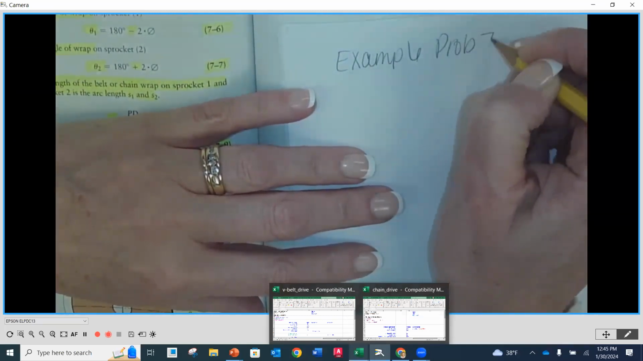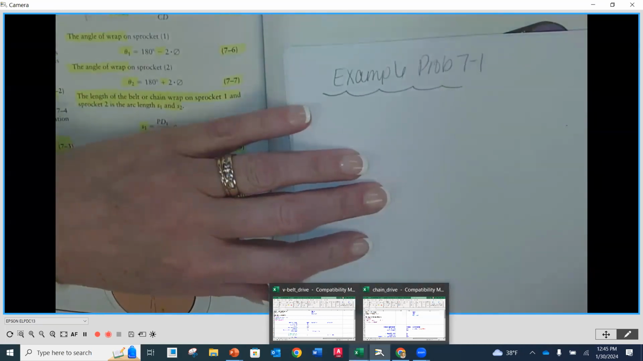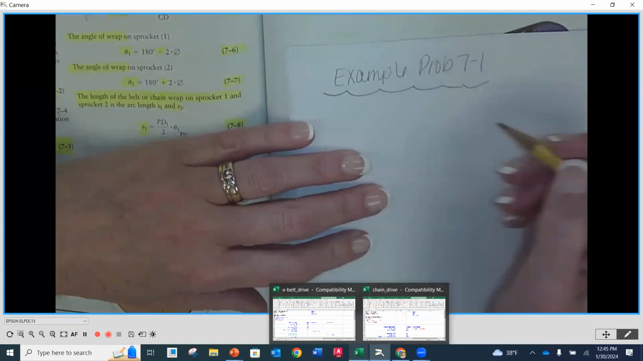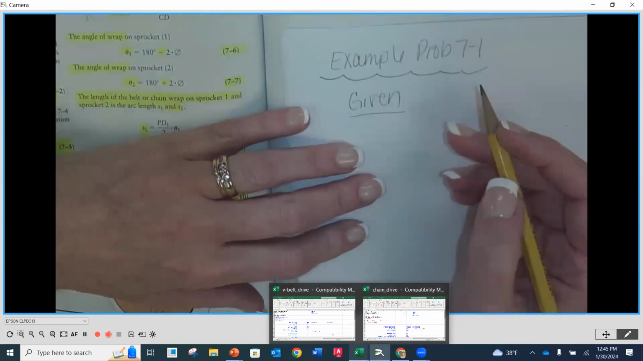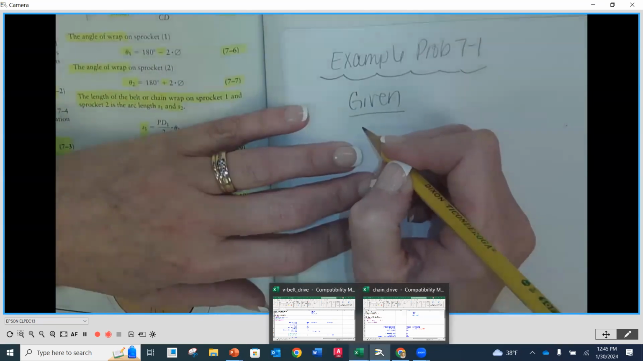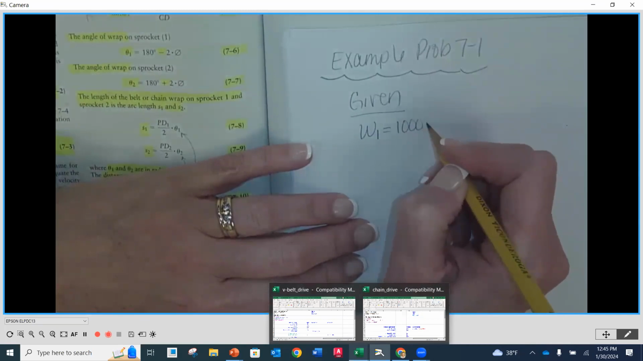problem 7-1. And we're going to start our problem by just listing what we're given, okay? So what we're given is that the speed of our input, so we're going to call that W1, is 1,000 RPM.